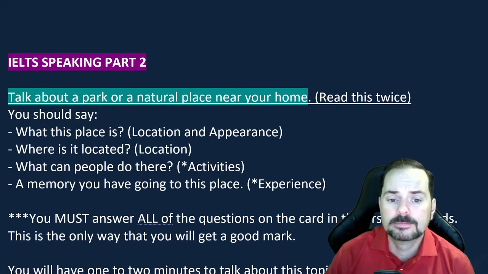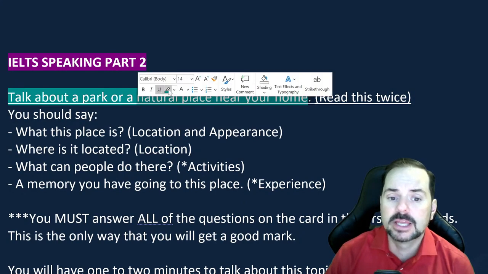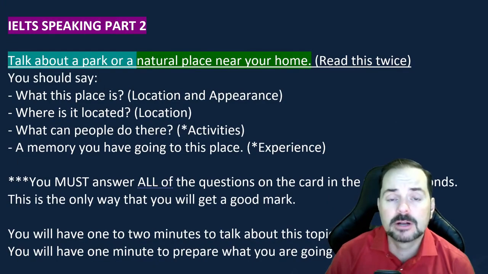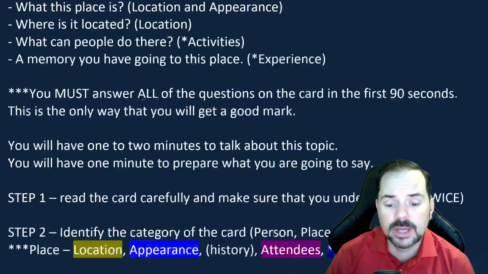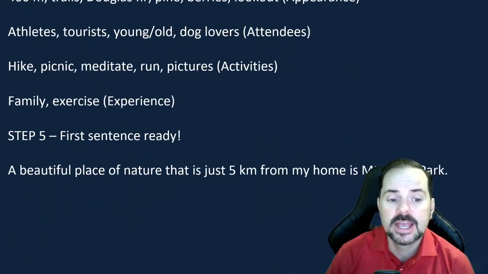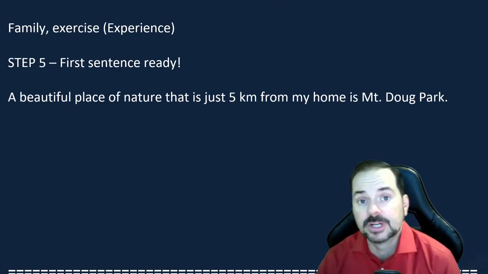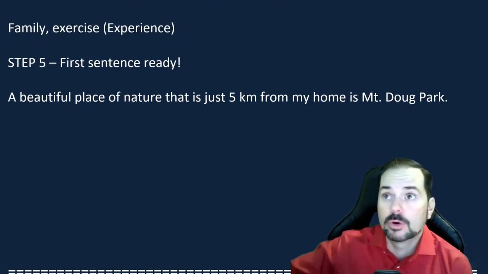Talk about a natural place near your home. So this natural place near my home, okay, is Mount Doug Park that is 5 kilometers away. So my first sentence answers that topic statement or that topic question very specifically, very clearly. This is very, very important, okay?